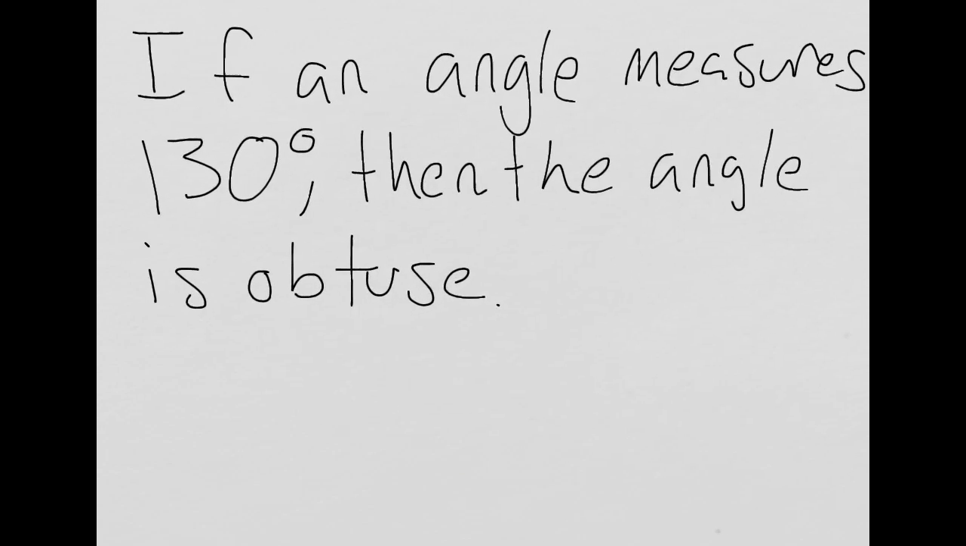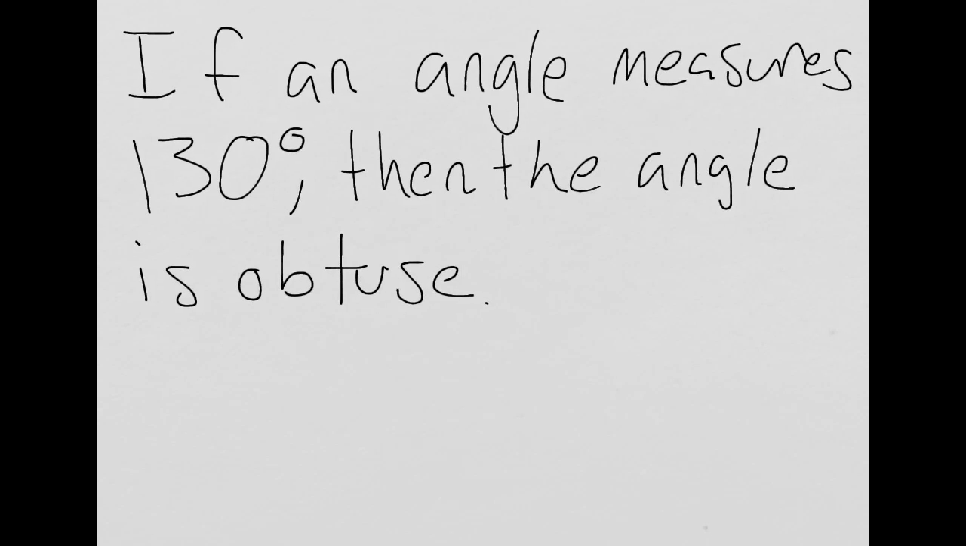Our next statement is, if an angle measures 130 degrees, then the angle is obtuse. Your job right now is to copy this statement down into your notes, underline the hypothesis, underline the conclusion, and then you can label it as either P and Q, like we've been practicing, or as hypothesis and conclusion, whichever is going to be good for your notes. Go ahead and pause the video and take care of that now.